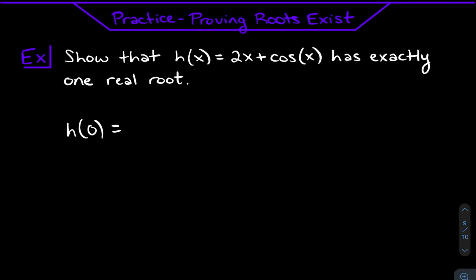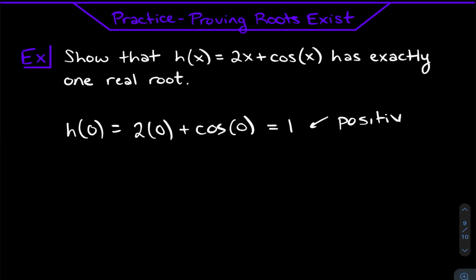In plugging in 0, we're going to get 2 times 0 plus cosine of 0. And we know that 2 times 0 is 0, cosine of 0 is 1. So h of 0 is 1. That right there is positive. So we're going to want something that's negative.